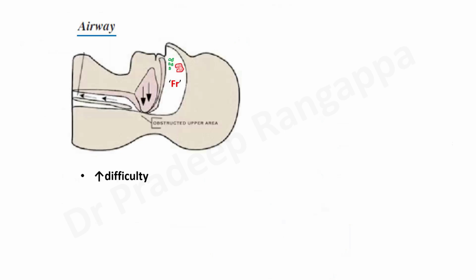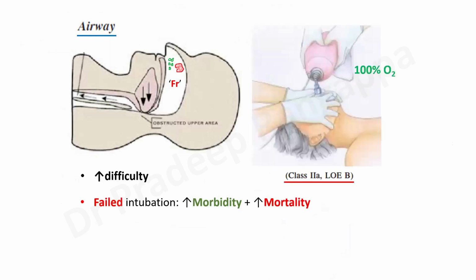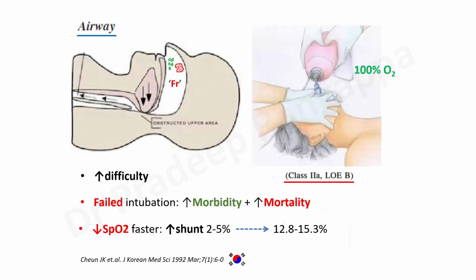And one has to bear in mind that there would be a difficult airway in pregnant patients because of the edema and the nature of the changes that happen in pregnancy. And failed intubation has been shown to increase morbidity and mortality. So it's always important, if unable to intubate, that at least bag and mask oxygenation and ventilation has to be done with 100% oxygen effectively.